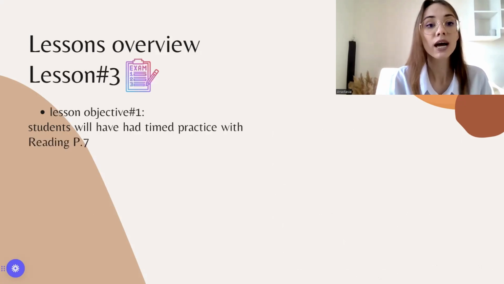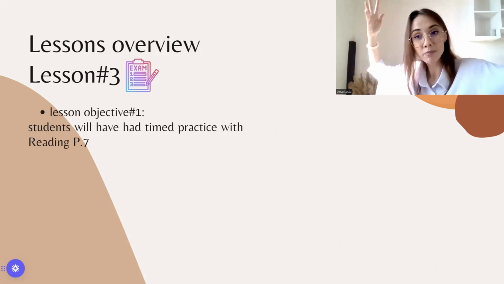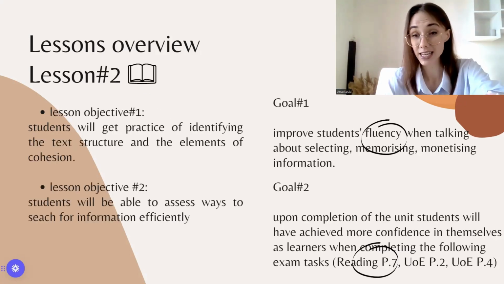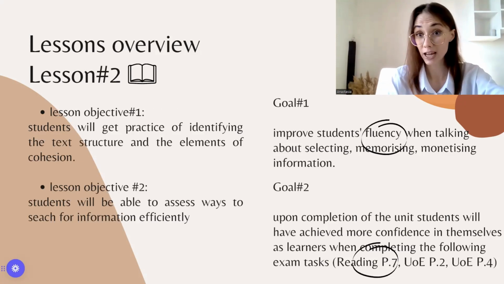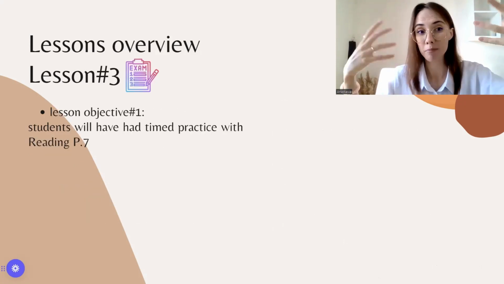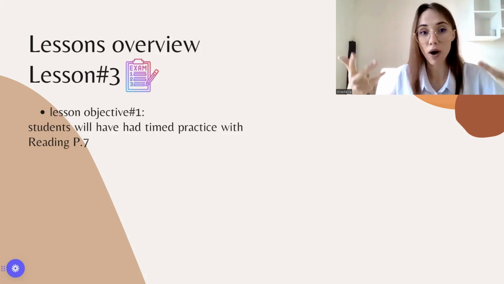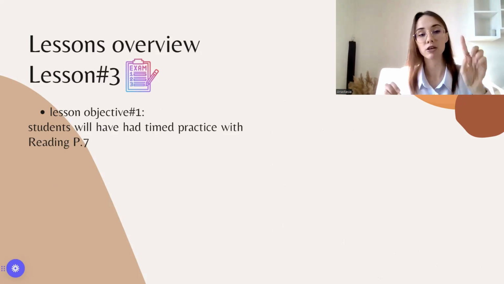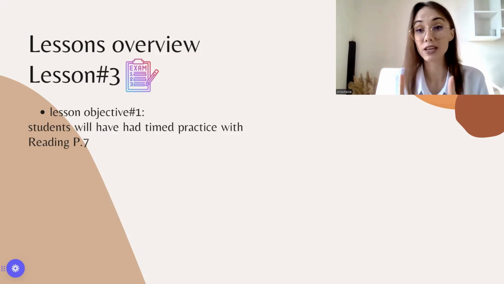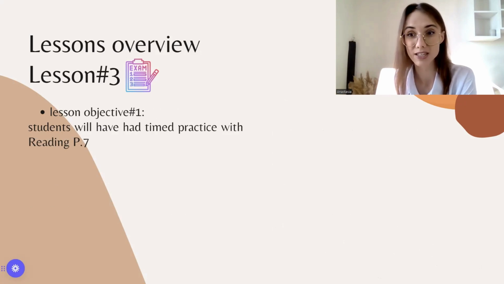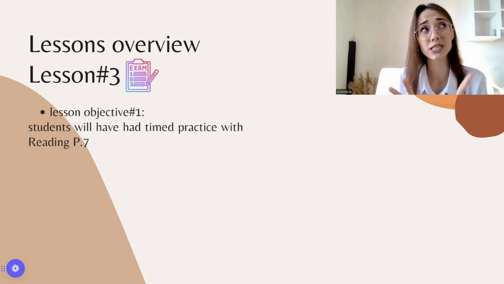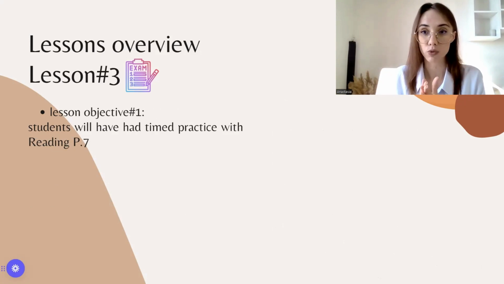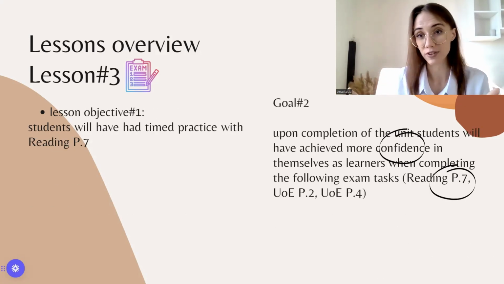That was lesson number 2. Lesson number 3, ta-da, the big boss, reading part number 7. So that's why we were analyzing the text structure and the elements of cohesion in our lesson 2, so that we can become better and more confident while we are completing part number 7 at the next lesson. And you can see here that my objective is to have timed practice. So we are actually going to probably start the lesson with some revision and then sit and write this task. What I think it will achieve is confidence.